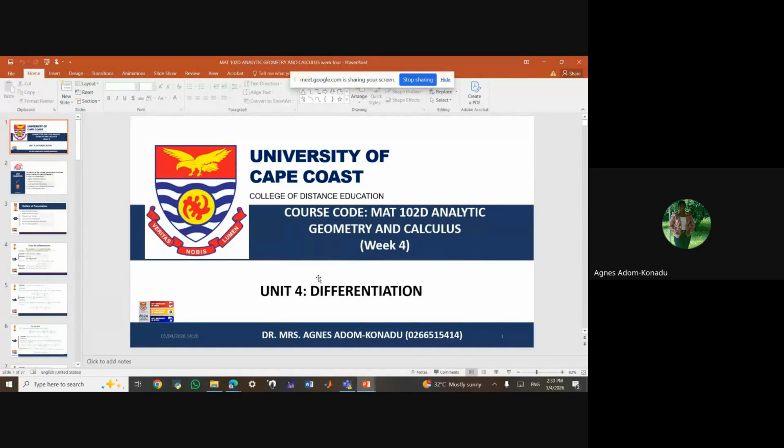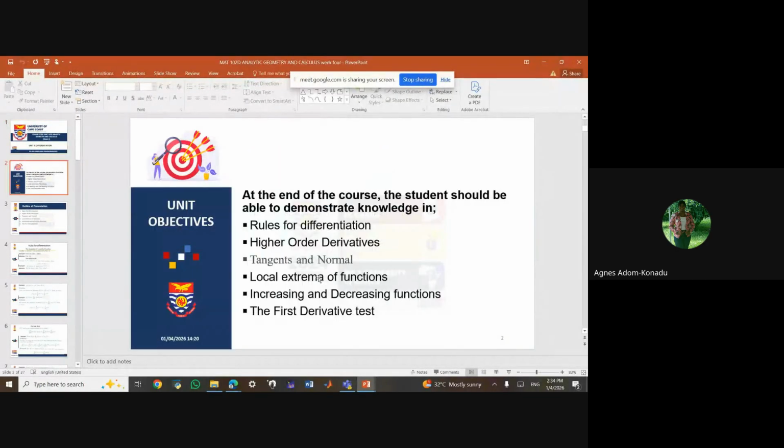Okay, so today we are continuing with the derivative, which is the same as the differentiation. So we now know the first principle, which is f prime of x is equal to f of x plus h minus f of x, divided by h. So we want to look at other ways of finding the derivative of a function. At the end of the course, the student should be able to demonstrate knowledge in rules for differentiation, higher order derivative, tangent and normal, how to find local extrema, how to find increasing and decreasing function, and also using the first derivative tests.